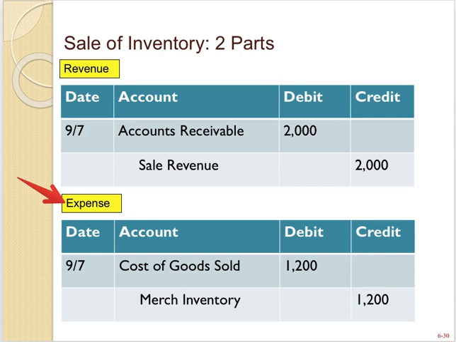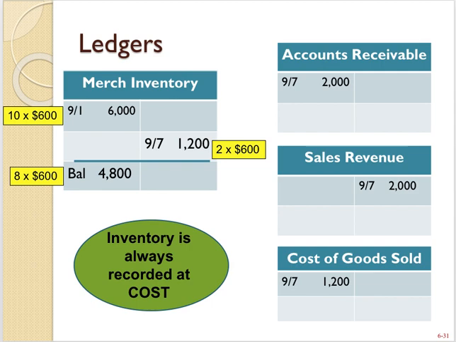And so now let's look at how these entries look on the ledgers. So you see here we have the revenue side of the transaction, which was accounts receivable increasing by $2,000. That's the promise the customers are going to pay us. And then the sales revenue, again here, of $2,000. But then the other part of the entry, which was the expense, has the cost of goods sold, debit of $1,200. And then here is the merchandise inventory credit of $1,200.